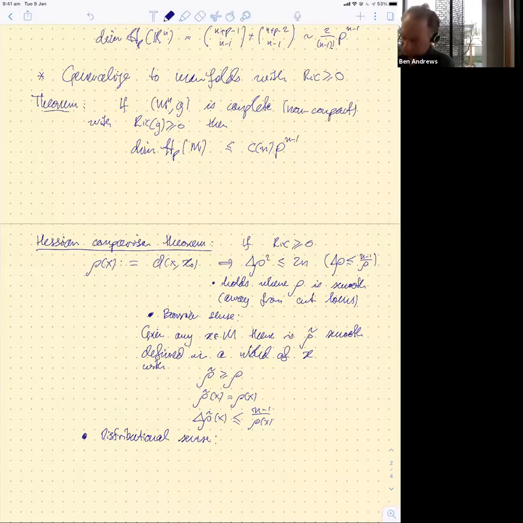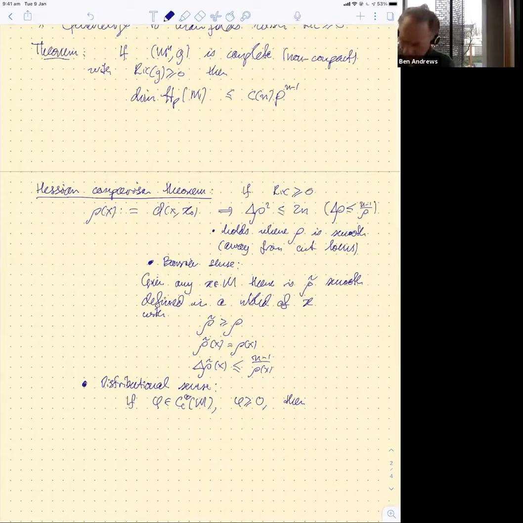So in other words, this is a weak version of the inequality, which makes sense even where it's not smooth. So you can say, if phi is a compactly supported smooth function on M, and let's say that it's non-negative, then you get, okay, so you can look at the integral over M of Laplacian phi times rho squared.